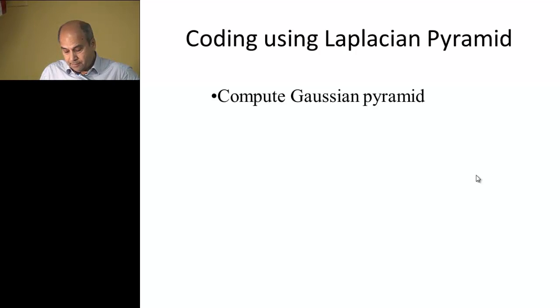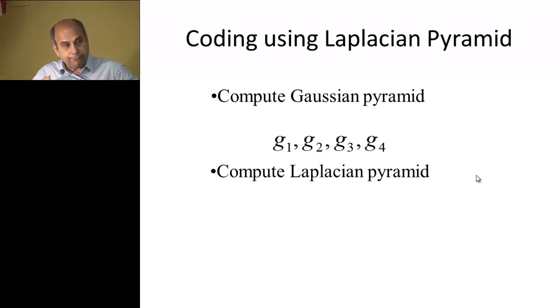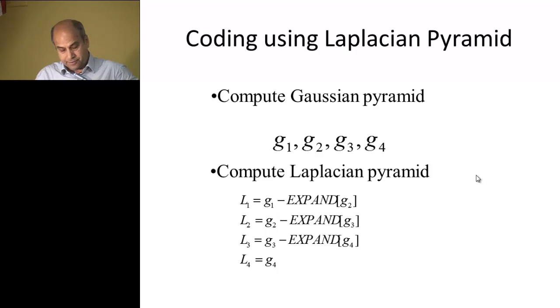So in order to do the compression or coding of an image using a Laplacian pyramid, first compute the Gaussian pyramid, and these are the levels of the Gaussian pyramid, and from that we compute the Laplacian pyramid. As we explained, this is the way it goes. Level 1 of Gaussian will be G1, then expand G2, subtract; L2 will be G2, expand G3, subtract, and so on. That's the way we have the Laplacian pyramid.